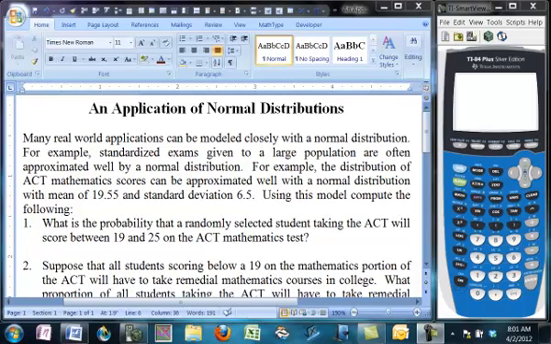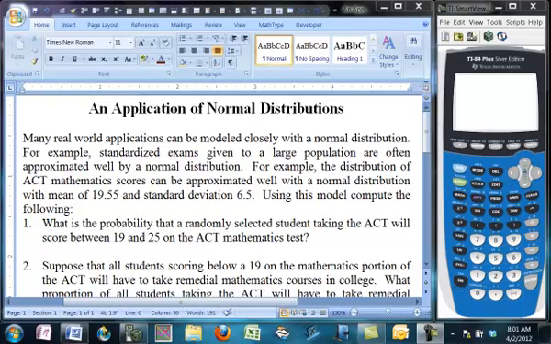Today we're going to look at an application of normal distributions. One of the reasons why normal distributions are so important is that they can be used to model many real-world situations. For example, standardized exams given to a large population are often approximated quite well by a normal distribution. For example, the distribution of ACT mathematics scores can be approximated very well with a normal distribution that has a mean of 19.55 and a standard deviation of 6.5.